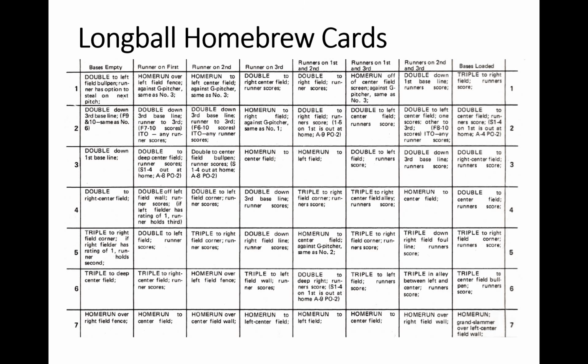In general, 1 is typically a mix of doubles and home runs. 2 is mostly doubles, but once in a while a home run. 3 is a lot of doubles with a couple of home run chances. 4 is doubles and triples. 5 is mostly triples, 6 is mostly triples, and 7 is a home run no matter what.